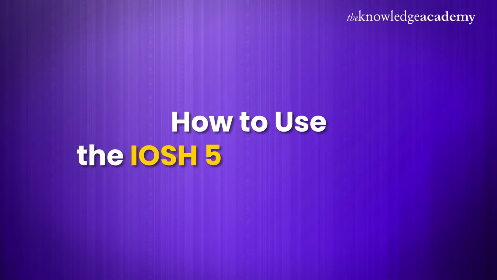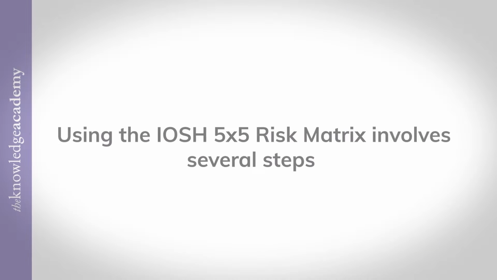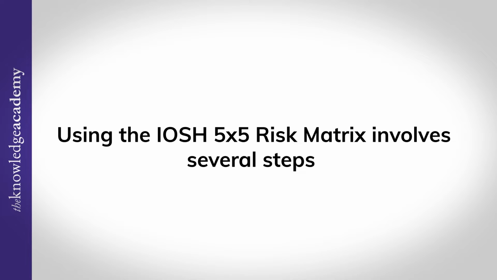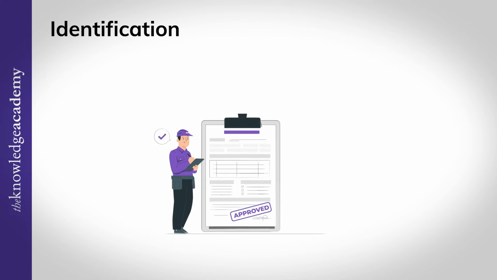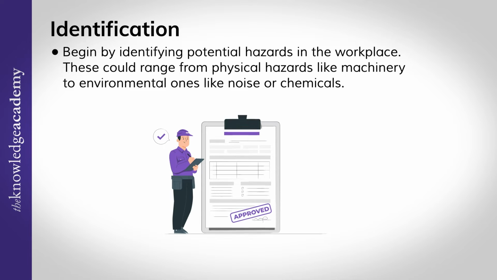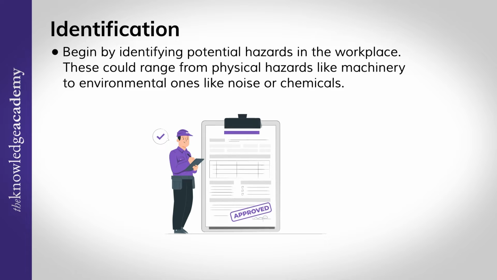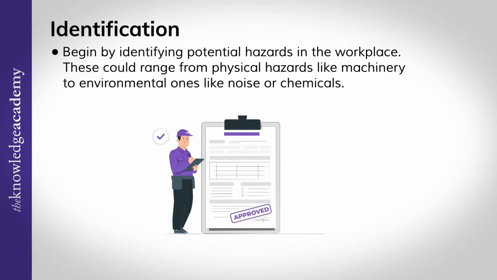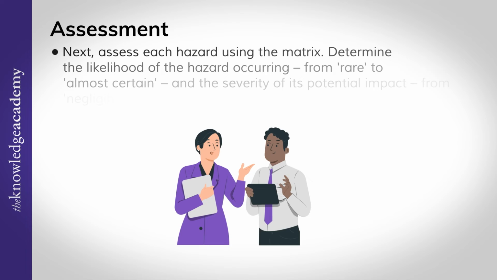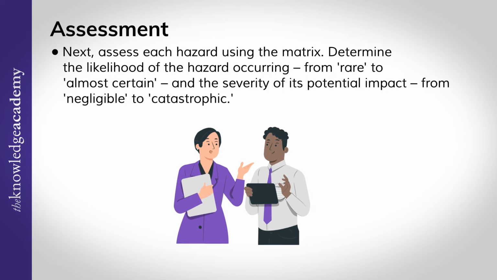How to use the IOSH 5x5 risk matrix. Using the IOSH 5x5 risk matrix involves several steps. Identification. Begin by identifying potential hazards in the workplace. These could range from physical hazards like machinery to environmental ones like noise or chemicals.